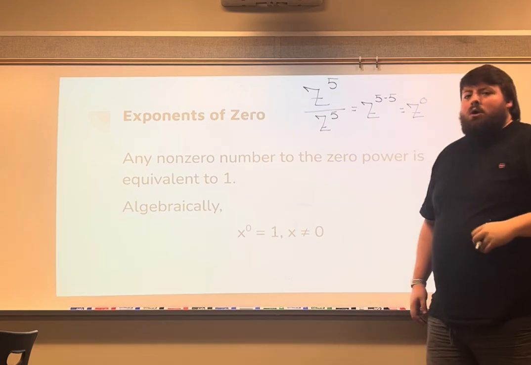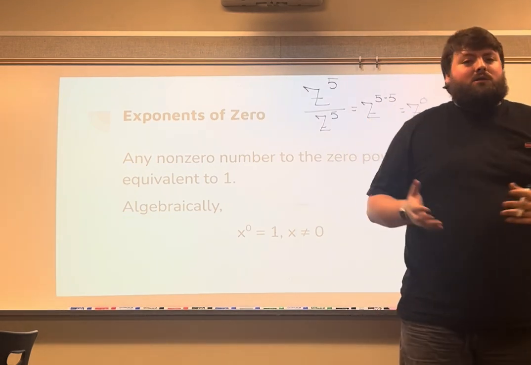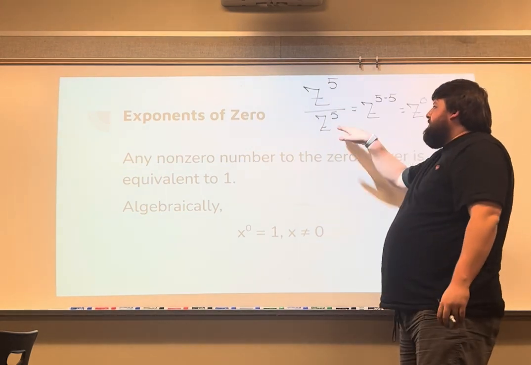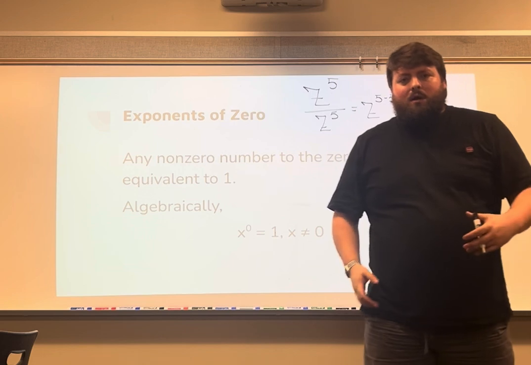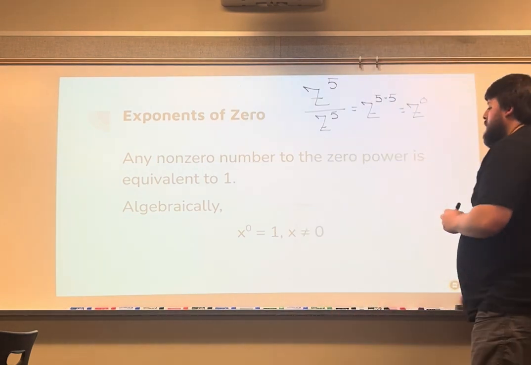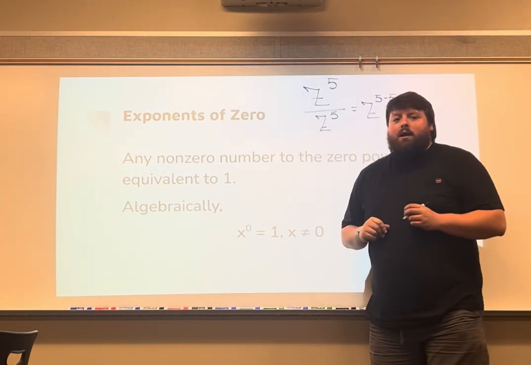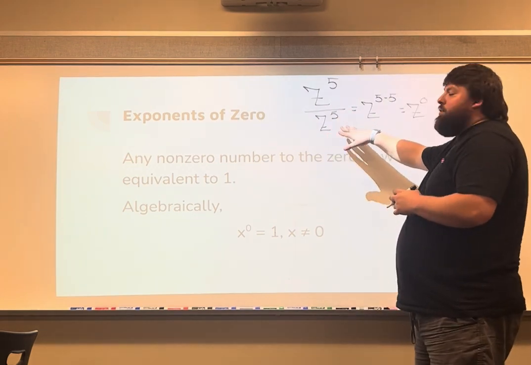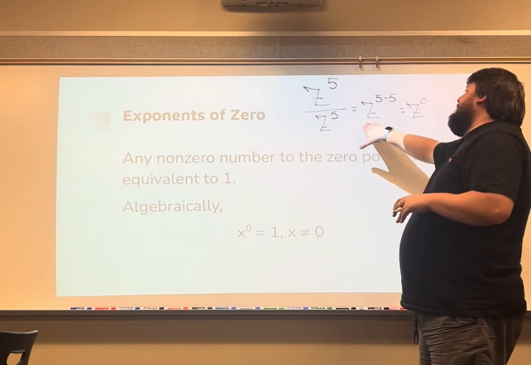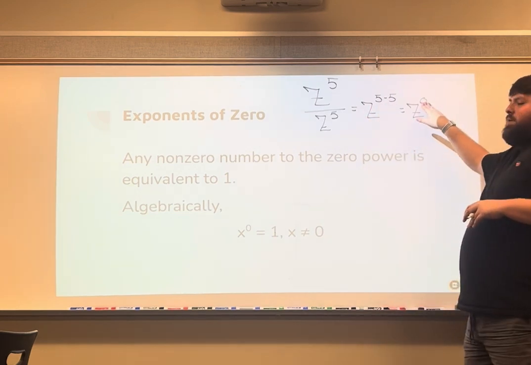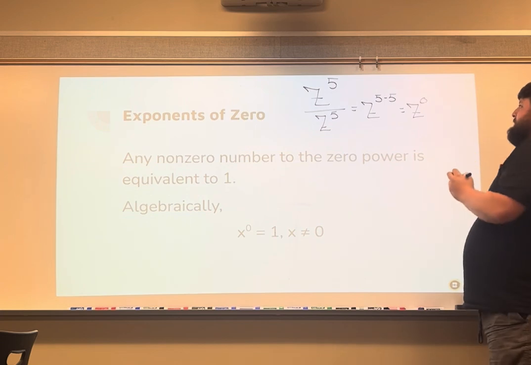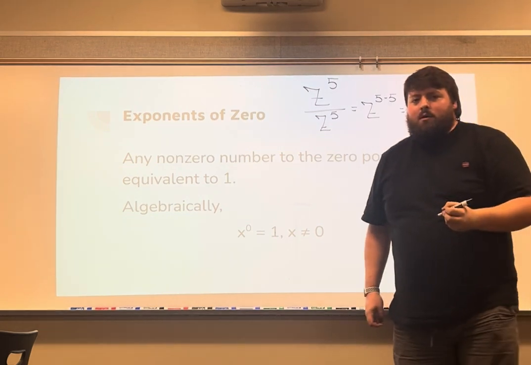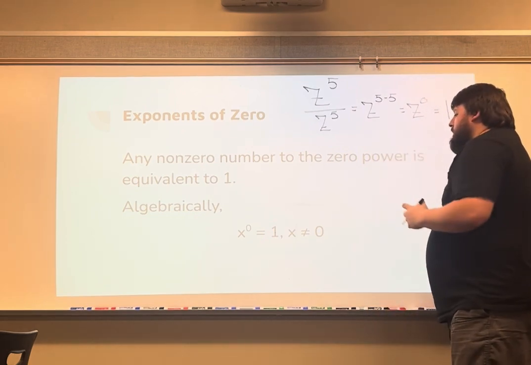What we know from years and years of math is that if I take something and divide it by itself, as long as it's not 0, I end up with 1. So if I have z to the 5th over z to the 5th, and I use my normal exponent law, and I do 5 minus 5, and I get z to the 0, that stands to reason that z to the 0 has to equal 1.